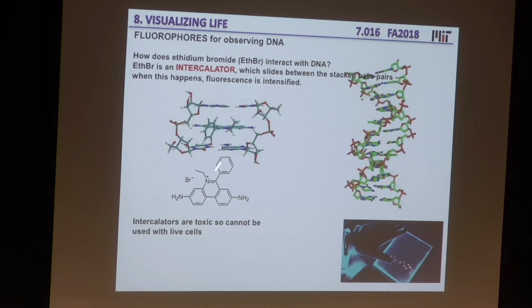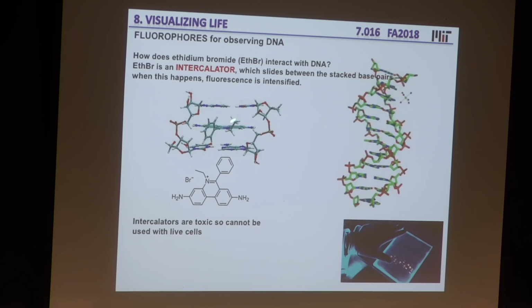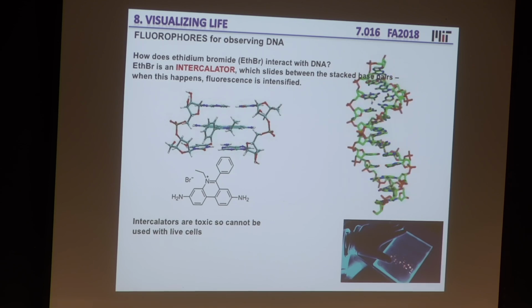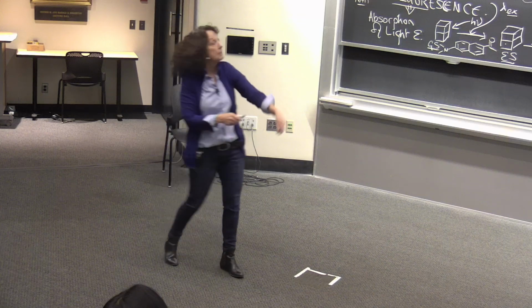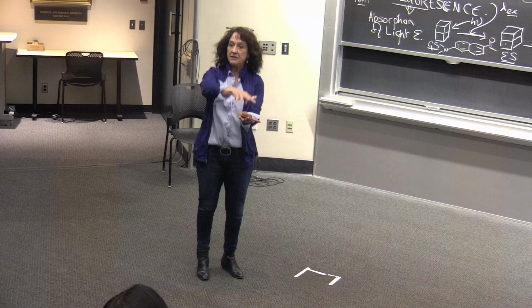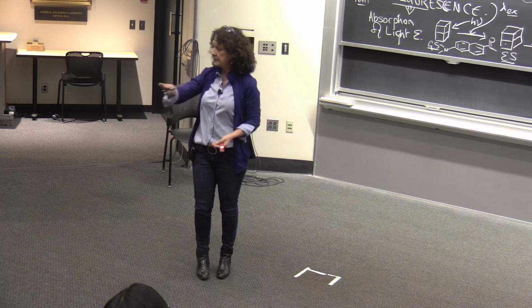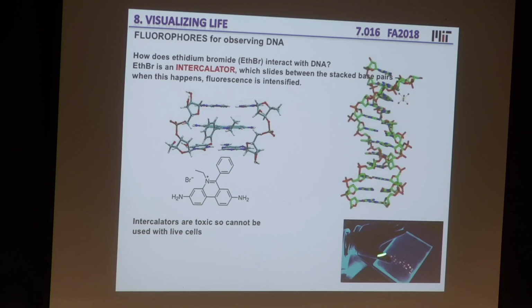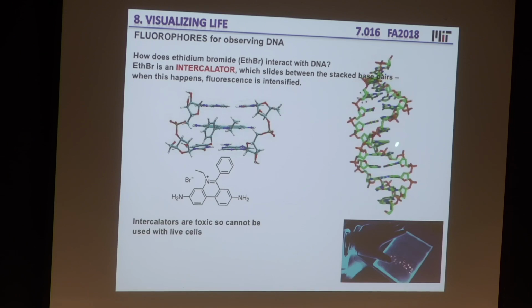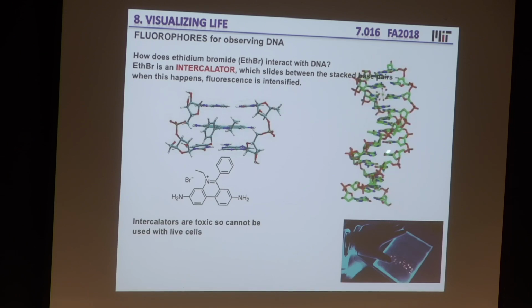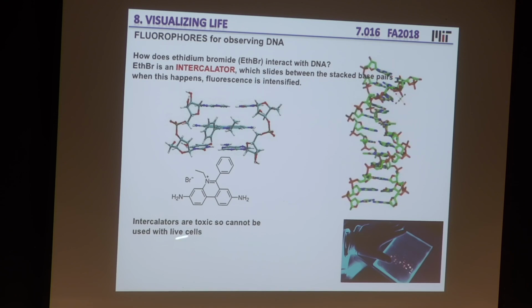See that ring coming towards you? Then here's this thing that slides straight between the bases and might cause a little bit of a bulge, and we would call this a DNA intercalator. It slides into the DNA, and you can see over here the structure of DNA. So you could picture ethidium bromide sliding between the bases.